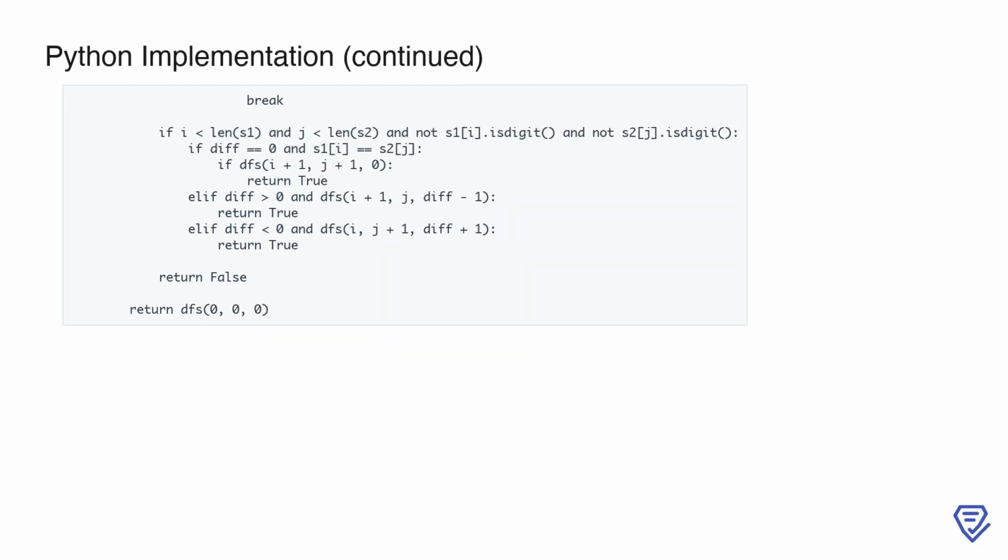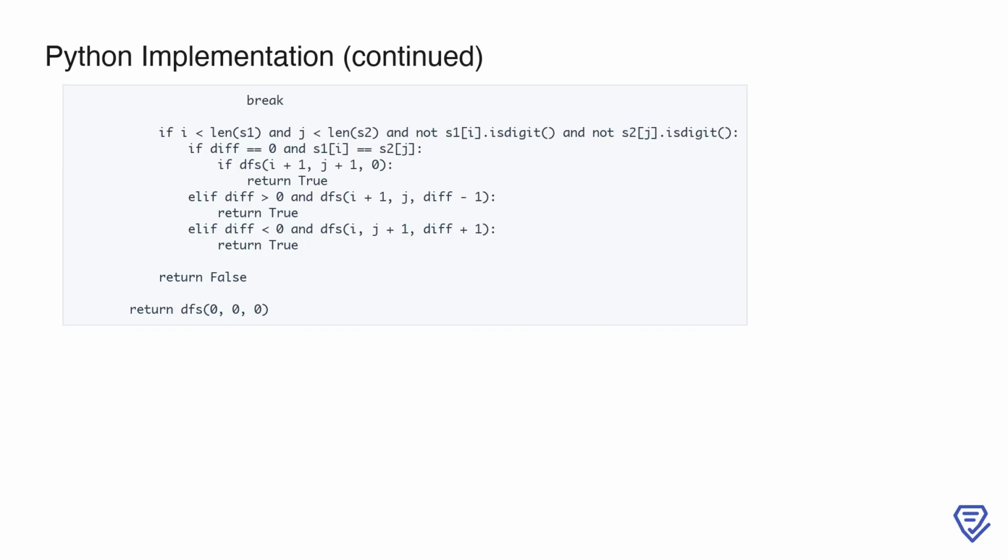Now, we address the case where both S1, I, and S2, J, are non-digit characters. If diff is 0 and the characters match, we recursively check the next indices in both strings. Alternatively, if diff is positive, it means the interpreted portion of S1 is longer, so we attempt to reduce diff by matching the next character of S1 with the current character of S2.